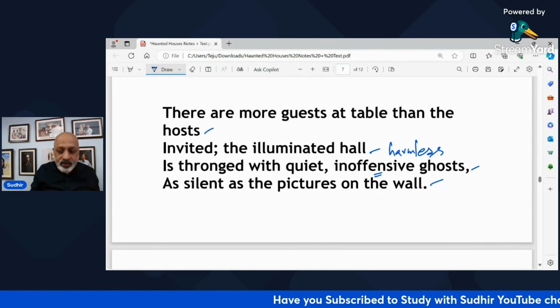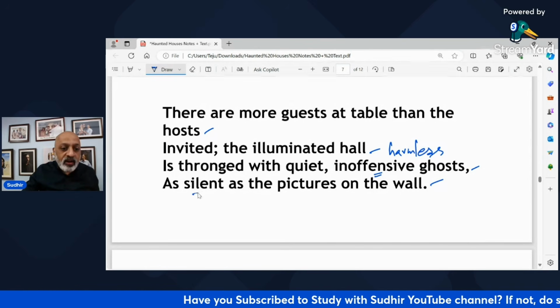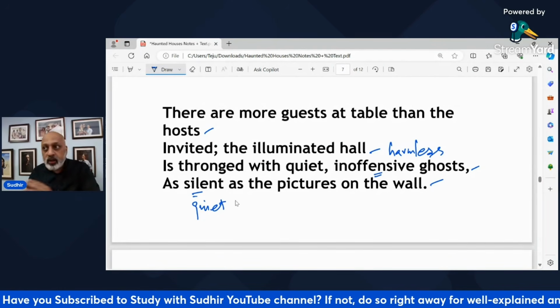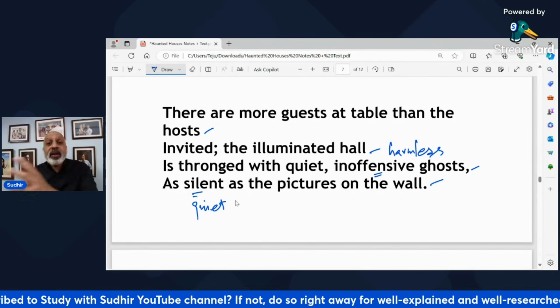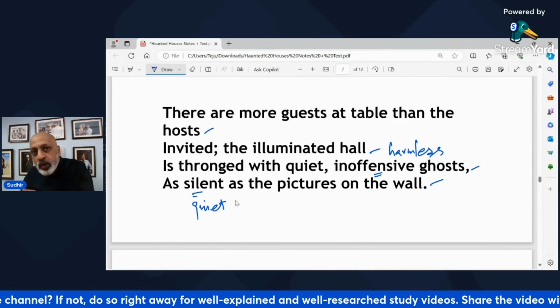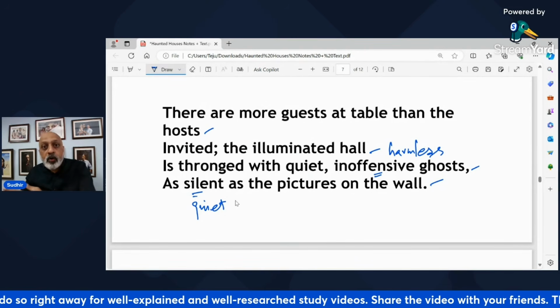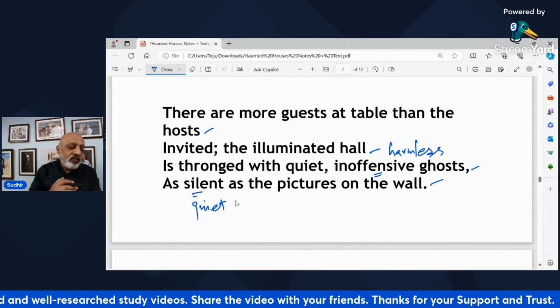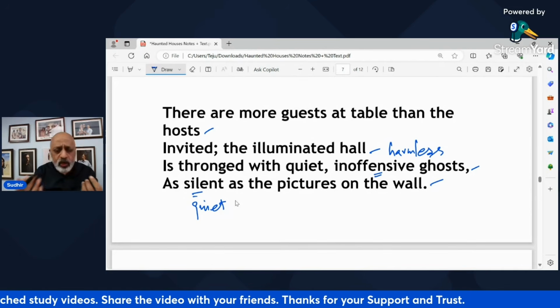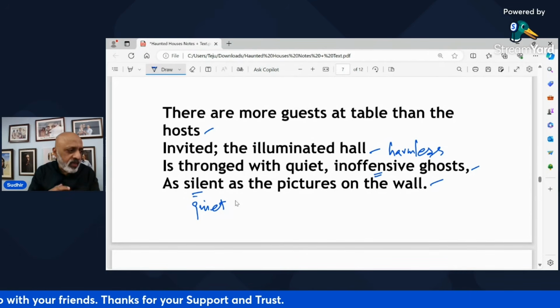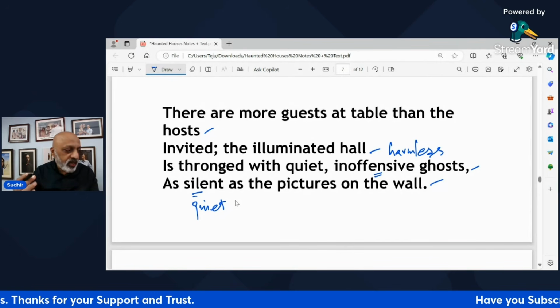And as silent means that they are very quiet. Okay, they are not very vocal. They are not creating a racket. They are not creating too much noise. So they are quiet, which means they are not intruding into the gathering of the people who have been invited by the hosts who are living in that building. Inoffensive also means that they are just present there. They are harmless. They are not evil creatures in any way.